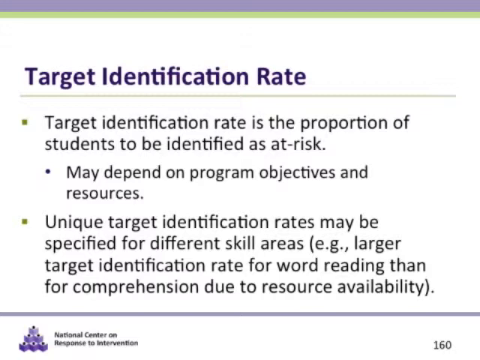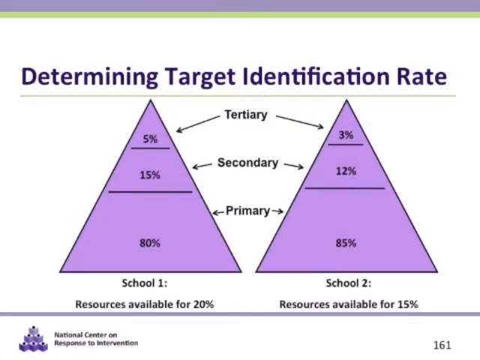Unique target identification rates may be specified for different skill areas. So for example, we may serve 30% of kids who are struggling in reading, but only 10% of kids who are struggling in math, because that's how our funding sources are coming. Here's a way to look at it more graphically. In this example, School 1 has resources to serve about 20% of its students in its secondary and tertiary system. So therefore, it sets its target identification rate as the lowest 20%.